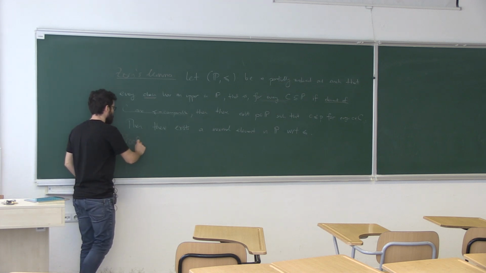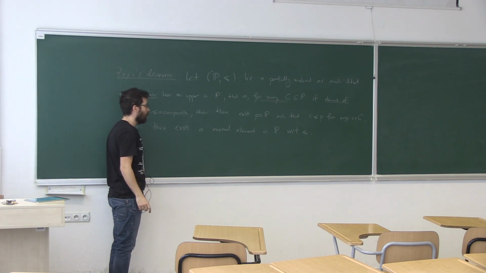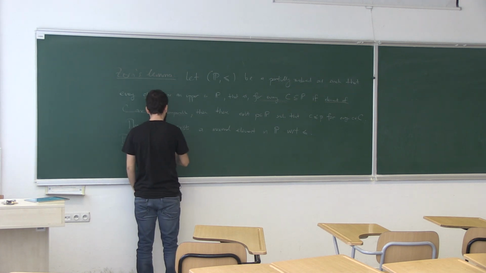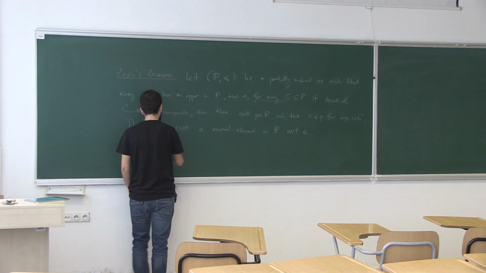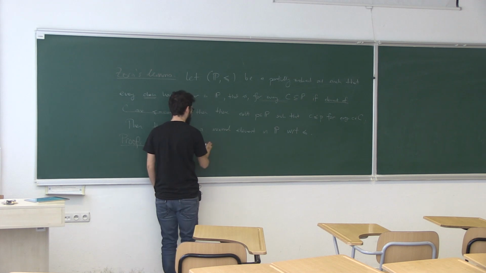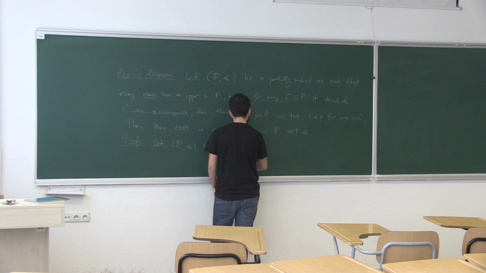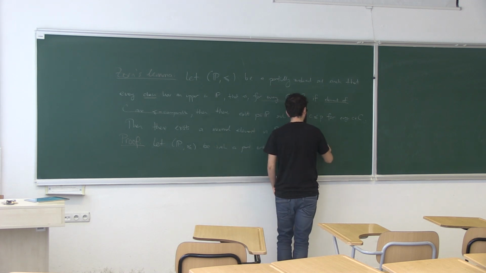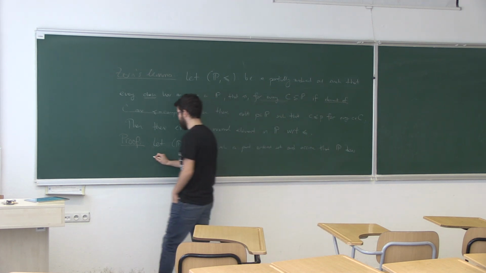Now we're going to prove this. And the proof will start by assuming the contrary. Okay, let's take such a partially ordered set. Let P be such a partially ordered set, and assume that the conclusion is false. Assume that P does not have a maximal element.